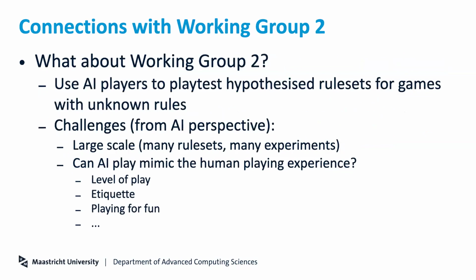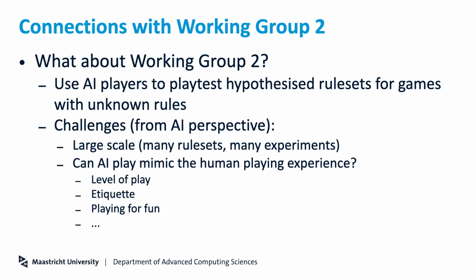Connections with working group 2. This is the one that's less obvious, especially to people who haven't been working with each other for a few years on the digital looting project already. So for example, with this search for plausible rule sets, we're never going to be able to definitively say, oh yeah, this was the rule set that was used for a game. But we might have hypothesized rule sets and we might want to evaluate them and assign some kind of label of plausibleness to it. Is this rule set more plausible than the other one?